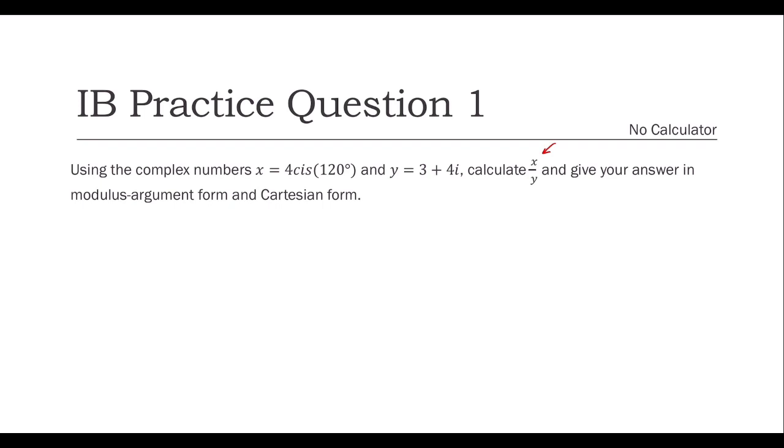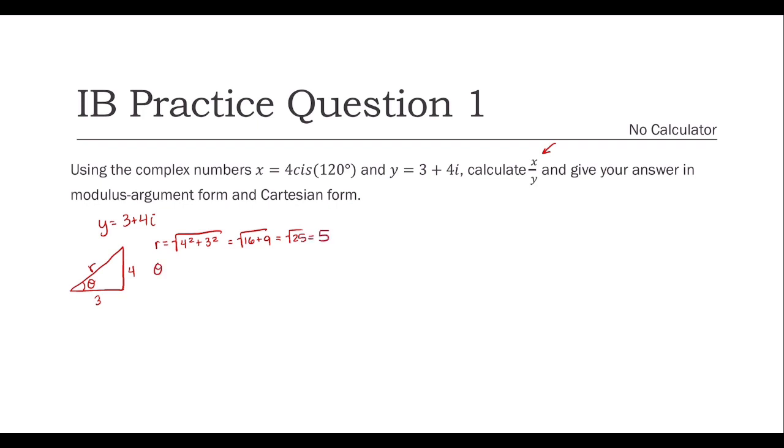So we'll switch our y equals 3 plus 4i to modulus argument form. So we'll draw our triangle. We have 3 as our real part, 4 as our imaginary part, theta and our radius. So our radius is going to equal the square root of 4 squared plus 3 squared, which is the square root of 16 plus 9, which is the square root of 25, which is 5.